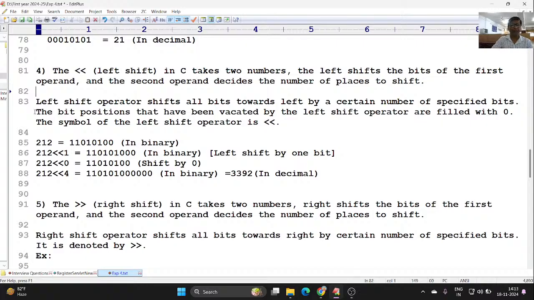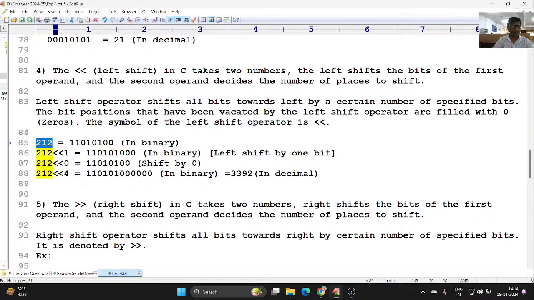So the left shift operator shifts all the bits toward the left by a certain number of specified bits. The bit positions that have been vacated by the left shift operator are filled with zeros. So let me write here zeros. Okay. The symbol of the left shift operator is less than less than.